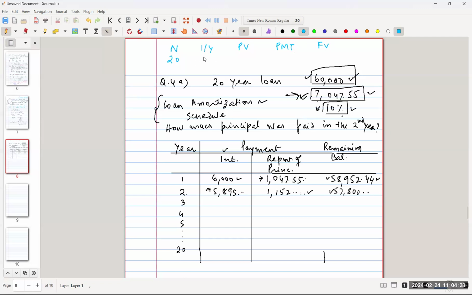The interest rate that the loan carries is 10%. The loan that we have taken today is $60,000. And there is no future value because by the time we reach the 20th year, everything would have been paid up. So future value is 0. We have to calculate the payment.